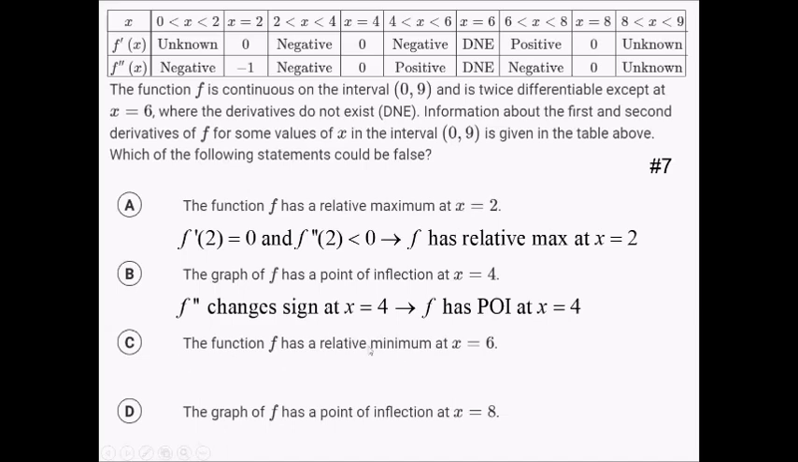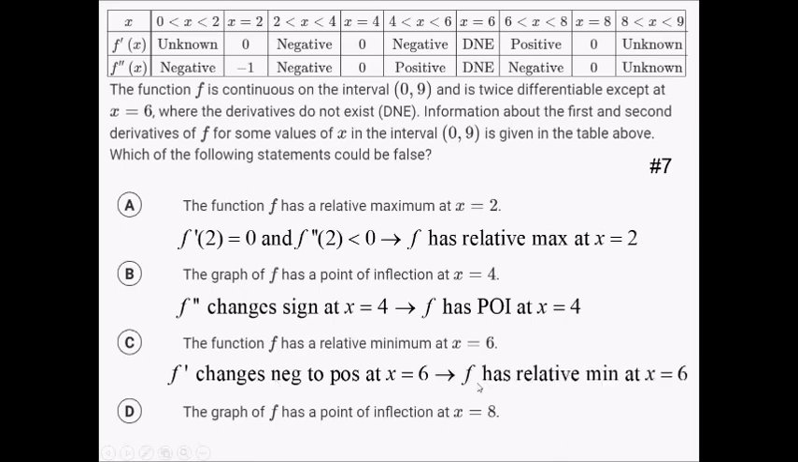Next, we have a relative min at x equals 6. We don't know anything about the derivatives that would be useful here, but what we do know is that f prime is changing from negative to positive at x equals 6. Therefore, f must have a relative min there. That would be the first derivative test.